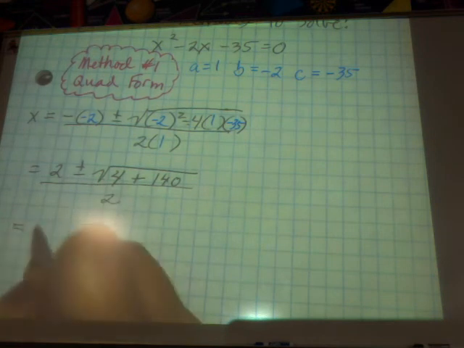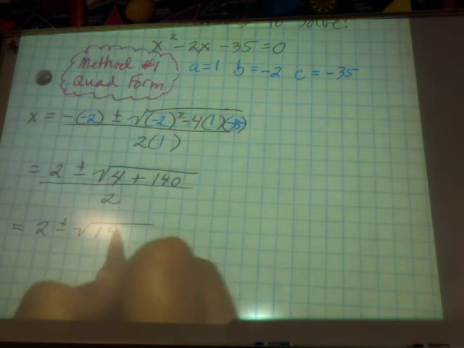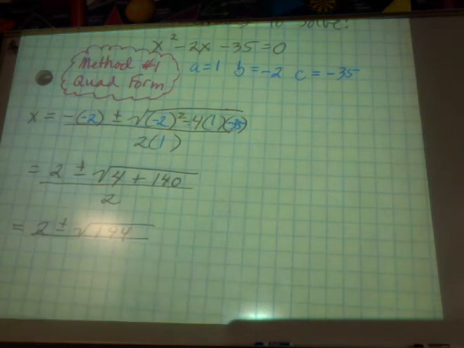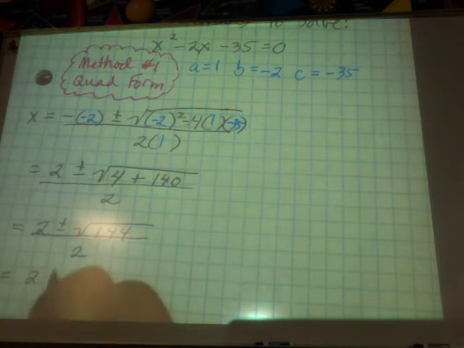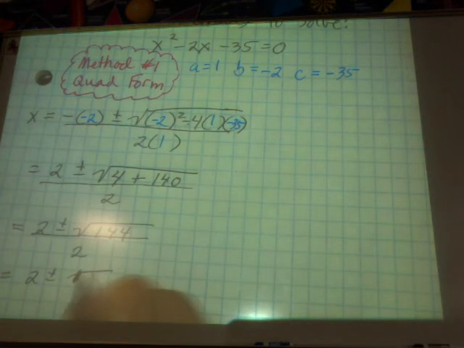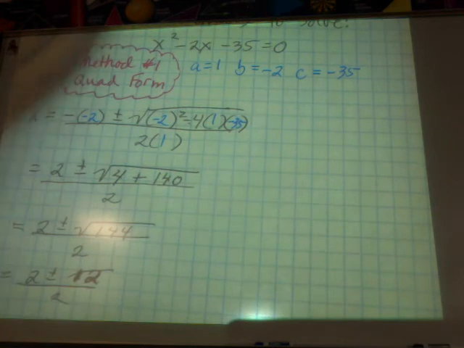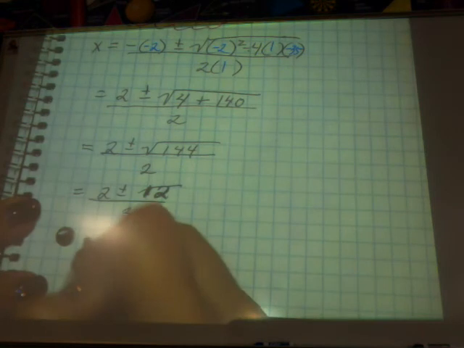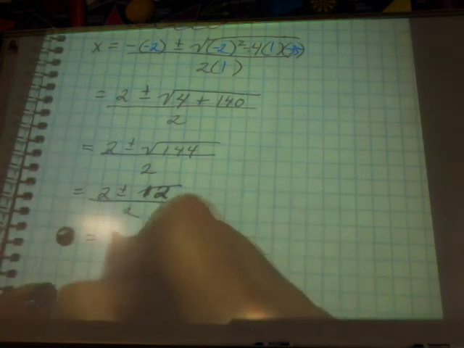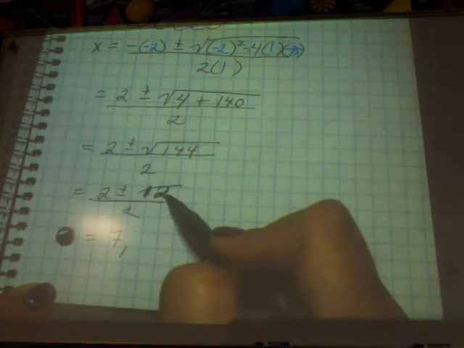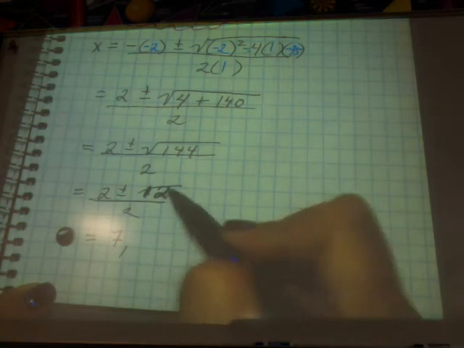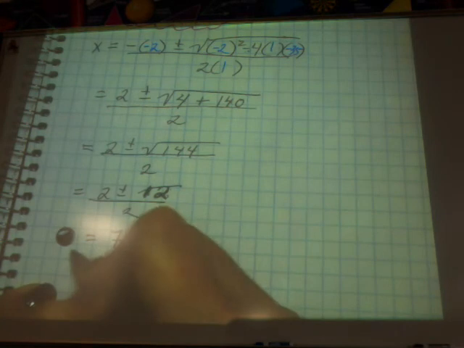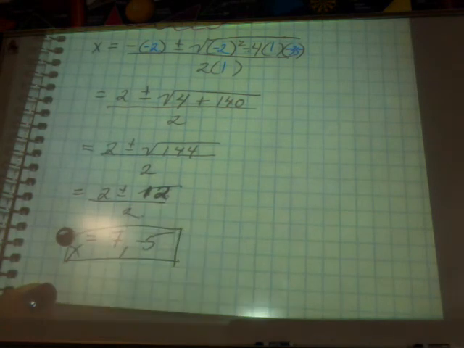Then add your numbers underneath the radical. Don't you get 144? Is that a perfect square? Yes, so that's good. Divided by 2. What's the square root of 144? So, oops, no radical, right? Just 12. All divided by 2. Then you can either write it out or ask yourself, what's 2 plus 12? 14 divided by 2? 7. And then 2 minus 12. But it's a -10, right? What's -10 divided by 2? -5. So x is equal to 7 and -5.